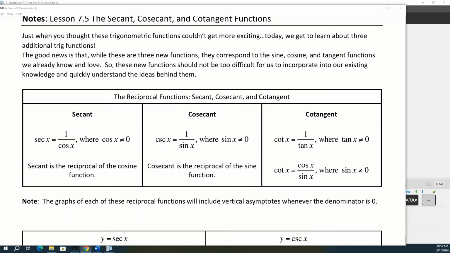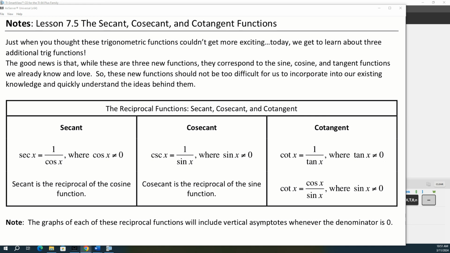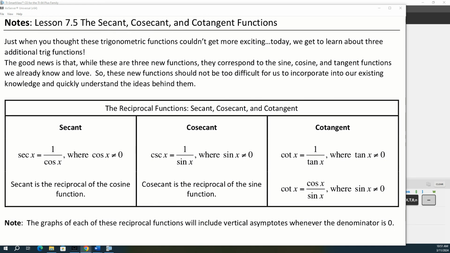All right, so all of this stuff on this page is kind of stuff we just figured out on our own, but try to remember that the secant is the reciprocal of the cosine, and the cosecant is the reciprocal of the sine. And anywhere where the sine is 0, the cosecant is going to be undefined. And anywhere where the cosine is 0, the secant is going to be undefined.